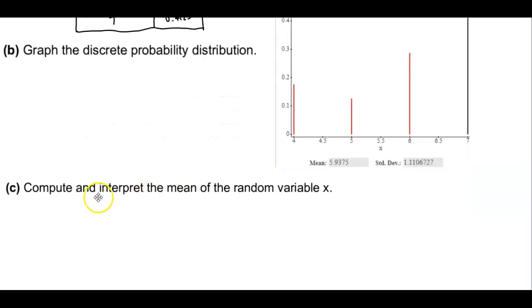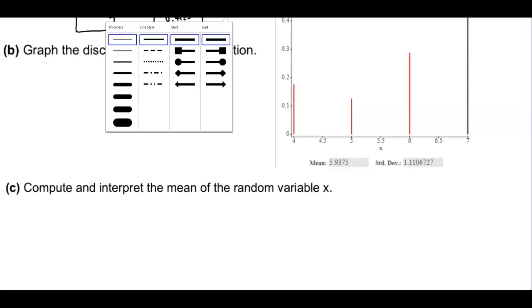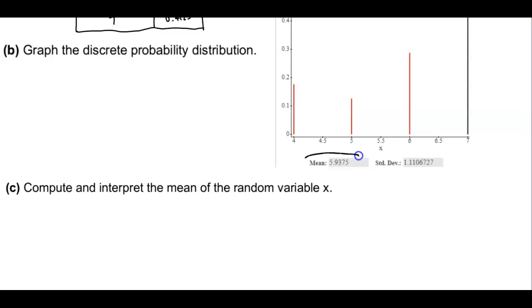Okay, now we want to compute and interpret the mean of this random variable X. Well, the mean is already given because it's on our graph here. The mean is there. So we know that the mean is going to be 5.9375.